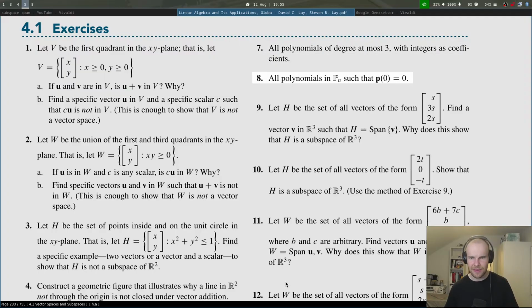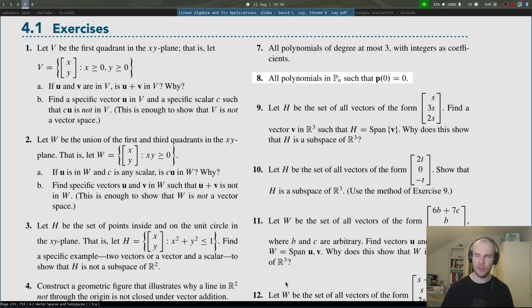The next one is that we're going to do the same thing here. Now we have all polynomials p in Pn such that p of 0 is equal to 0. So we have all the polynomials in Pn. We don't even need to do much, because they all satisfy that 0 requirement, and we already know that all the polynomials can be added and scaled, so you don't need to make that too complicated. Okay, let's go to some different tasks.